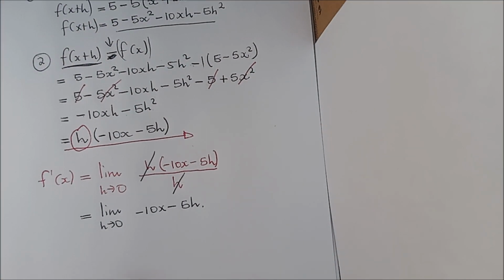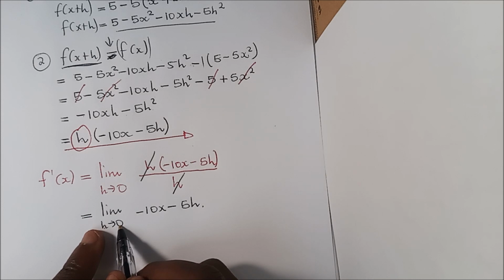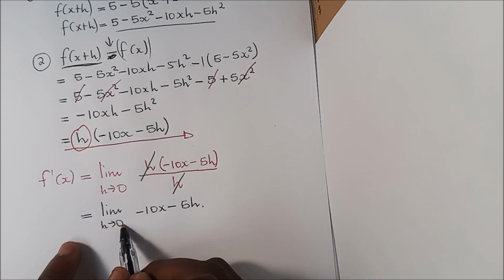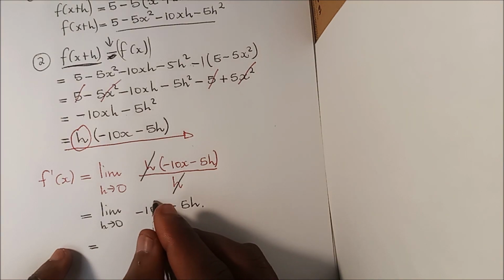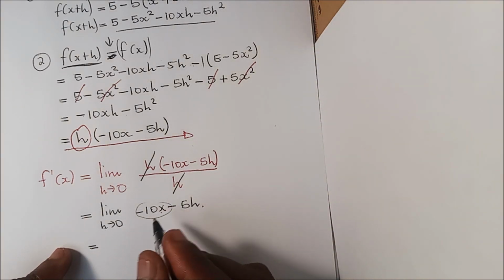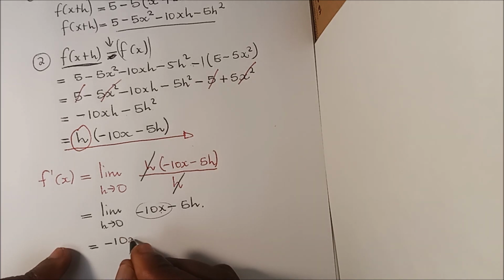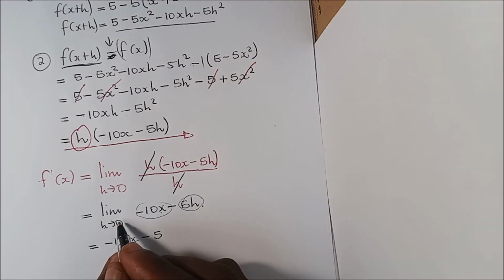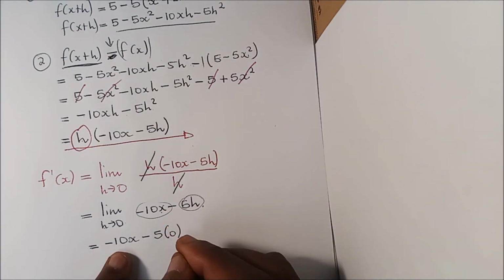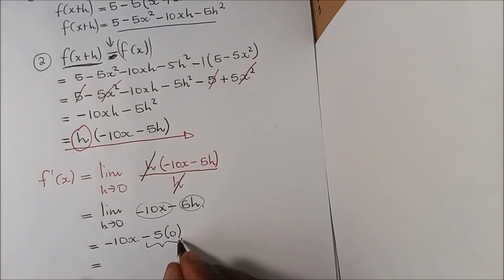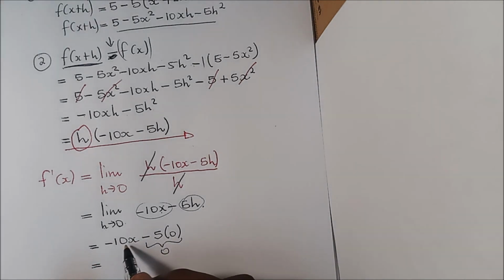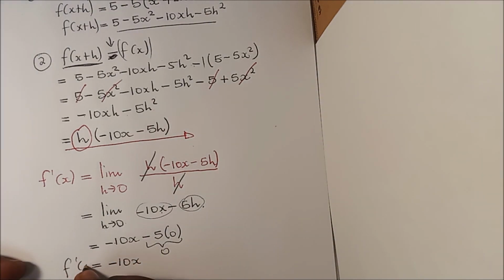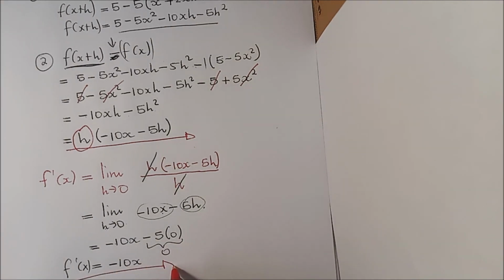Now we know h goes to 0. That means where we see h, we must put 0. We have negative 10x. Do we have h? No, write it as it is. So it's negative 10x minus 5. Do we have h here? Yes. But what is h? It goes to 0. So we have into 0. This part gives us 0. So negative 10x minus 0 is negative 10x. That's your first derivative from first principles.